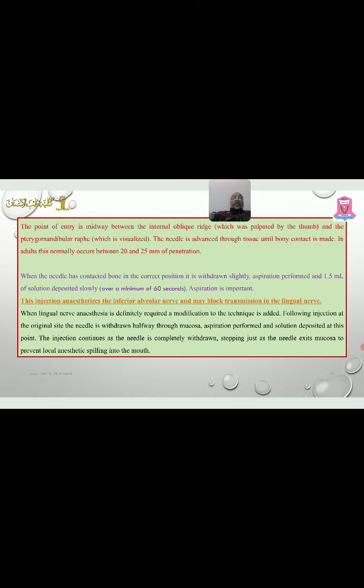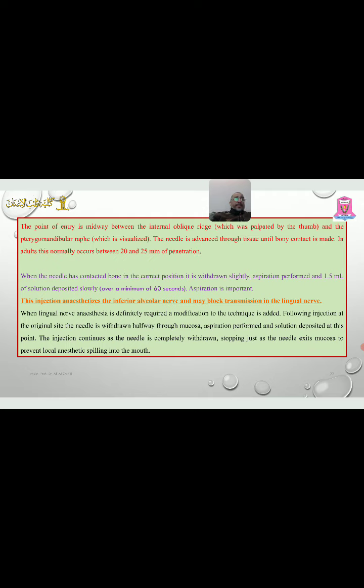Aspiration is important. It is possible to enter a vessel in these areas, therefore aspiration is required. This injection anesthetises the inferior alveolar nerve and may block the transmission in the lingual nerve. When lingual nerve anesthesia is definitely required, a modification to the technique is added.